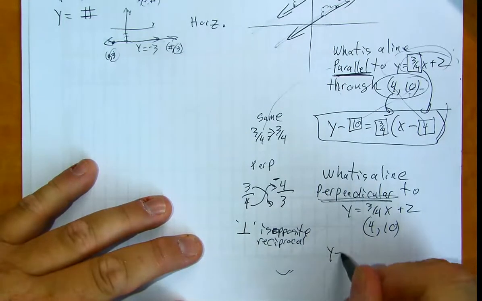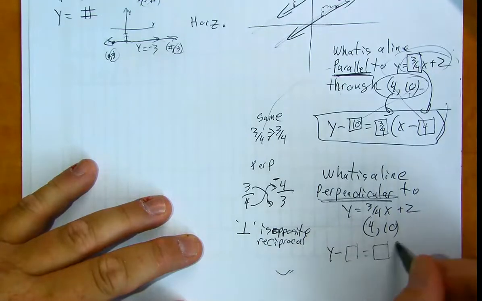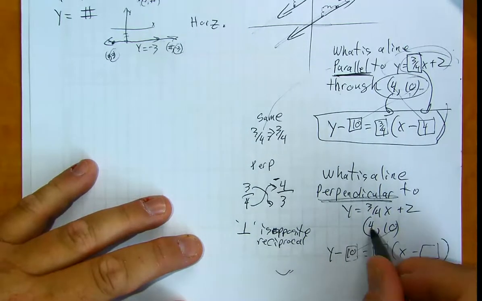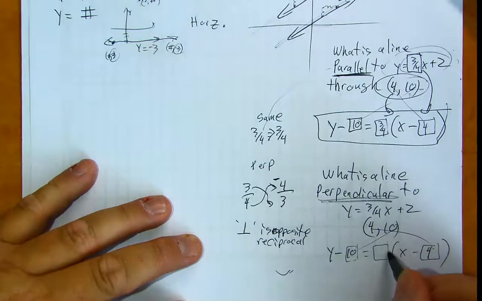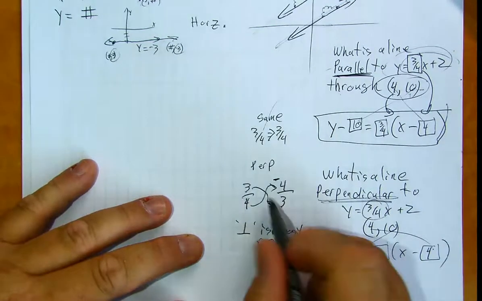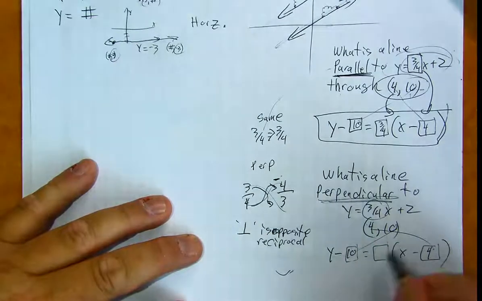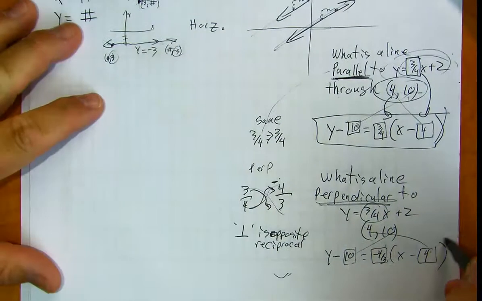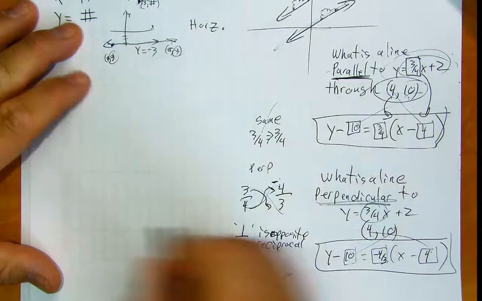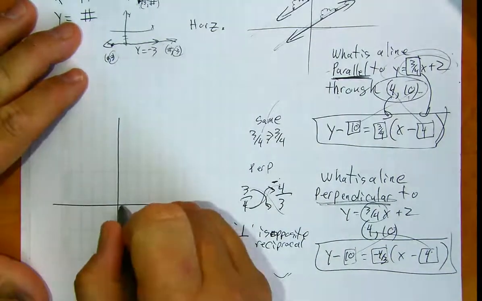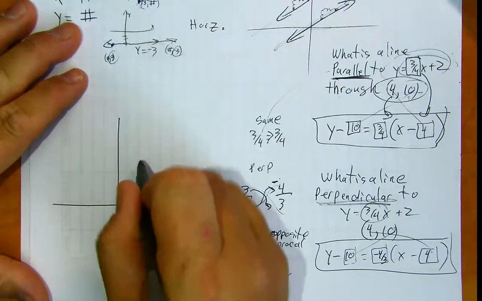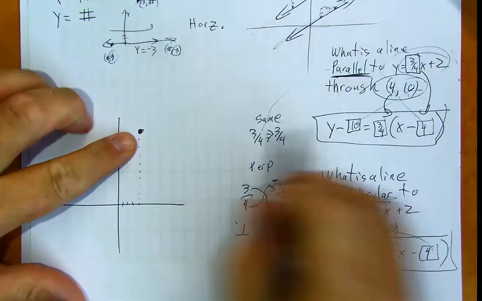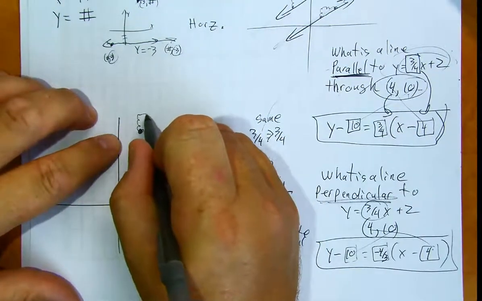So in our case, y minus something equals something times x minus something. In this case, we're still going to put the 10 here. We're still going to put the 4 here. But now for the perpendicular slope, instead of 3/4, flip it with the negative, -4/3. And with that in mind, we can now graph these two lines. So let's go over 4, up 10. And I have a slope of 3/4. Up 3, over 4.